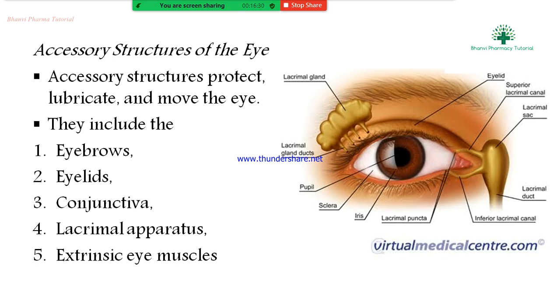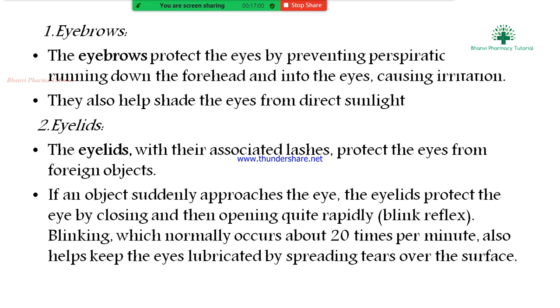First one is the eyebrows, second the eyelid, third the conjunctiva, fourth the lacrimal apparatus, and fifth the extrinsic eye muscles. These are the accessory structures of the eyes. You already know what eyebrow, eyelid, conjunctiva and lacrimal apparatus are. See this diagram of the eye, you can easily identify them.